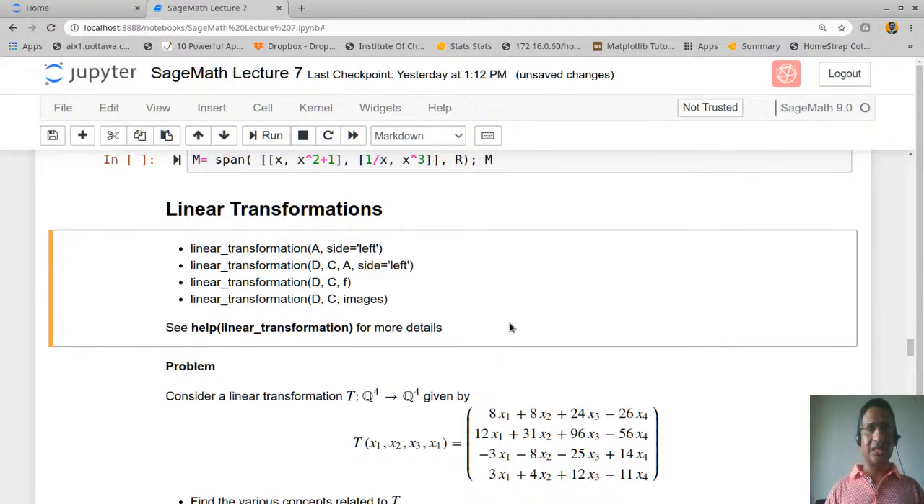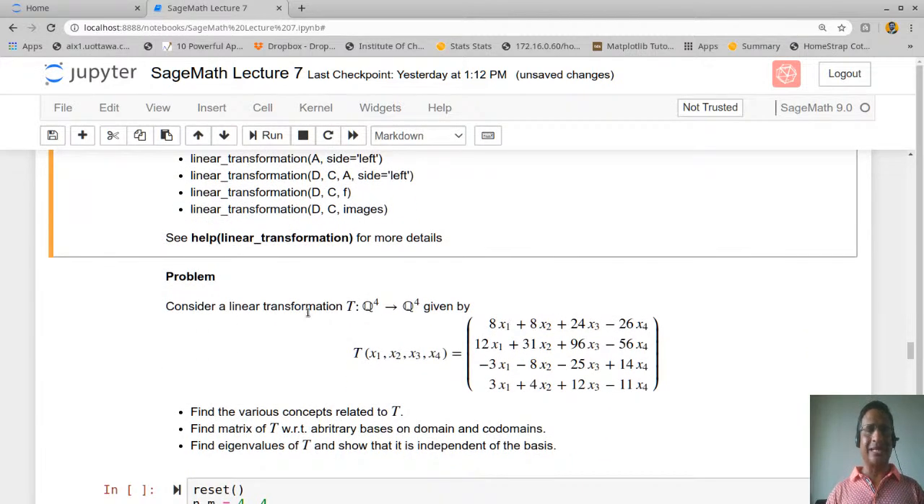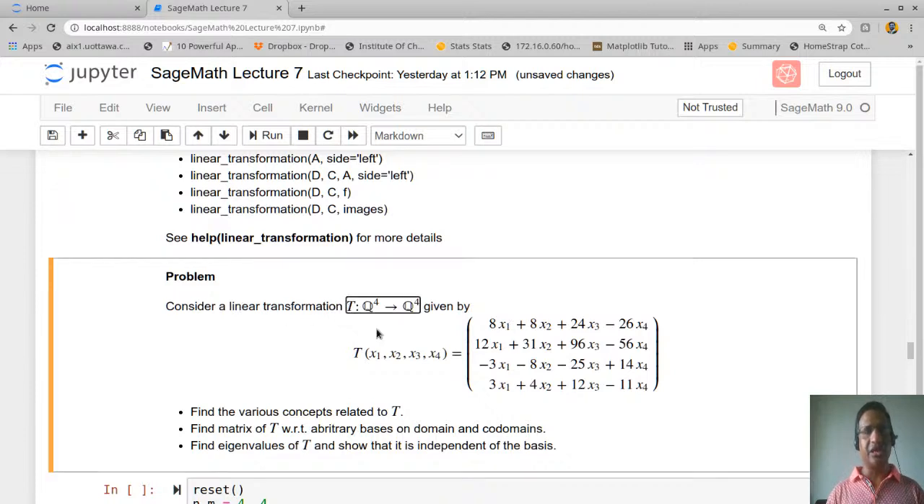Okay, so let us take an example. We want to define a linear transformation T from the vector space Q4 to Q4 given by this. T of x1, x2, x3, x4 is 8x1 plus 8x2 plus 24x3 minus 26x4, then 12x1 plus 31x2 plus 96x3 and so on. So this is the first coordinate, second coordinate, third and fourth coordinate. We want to find the various concepts related to T. Once you are given T, what is its image, what is its kernel, what is its domain, codomain, what is the image of a vector and all such things.